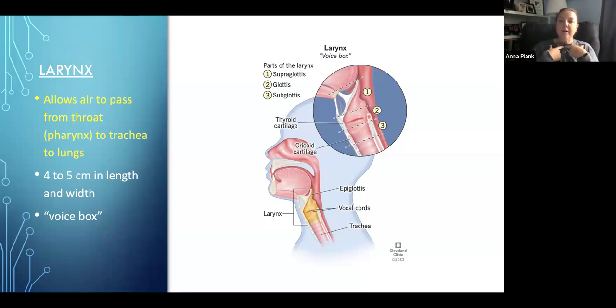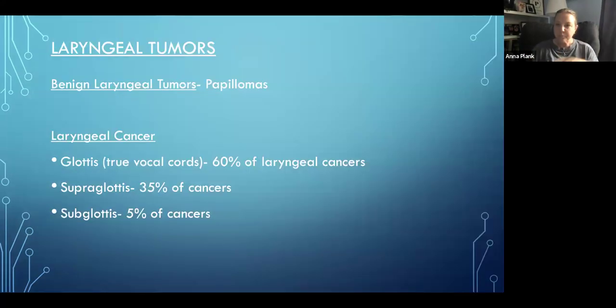The trachea itself is actually below that. This is where we need to get a good understanding that we can breathe and we can talk, and they involve the same areas, but there are very distinct differences. The reasons why we would have an alteration to our voice box, our larynx, have to do with laryngeal tumors. We have ones that are benign that are called papillomas.